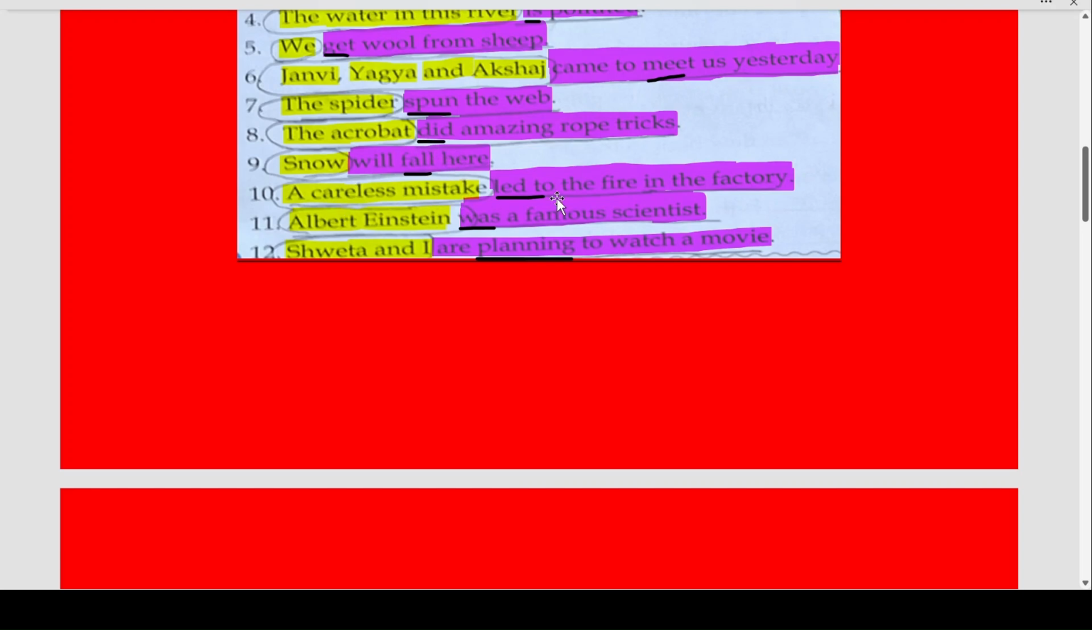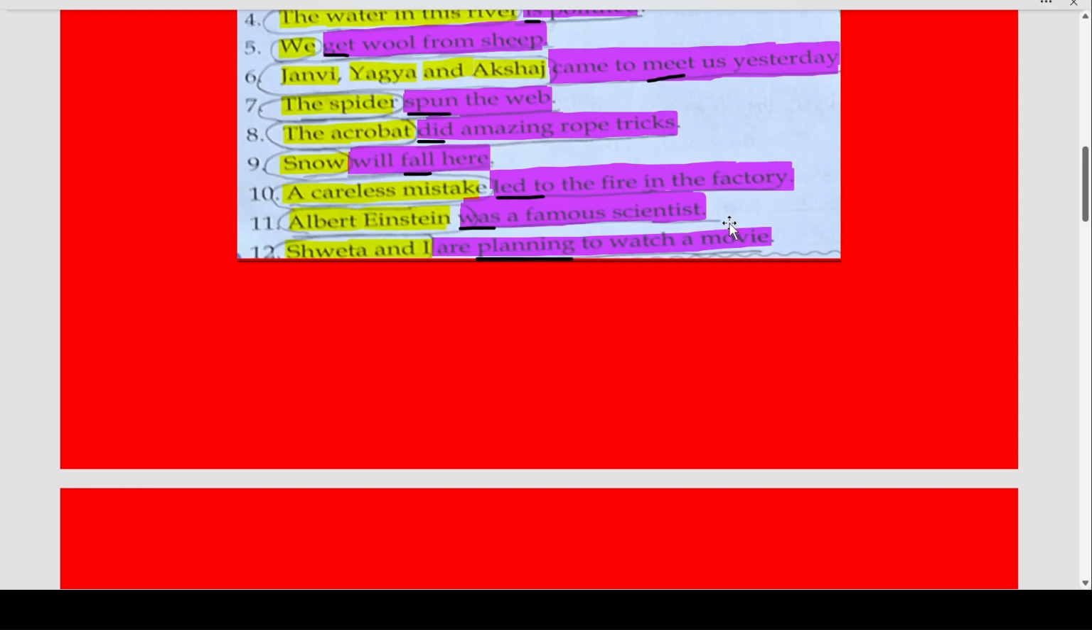A careless mistake led to the fire in the factory. What are we talking about? We are talking about a careless mistake, which is our subject. What happened to that subject? It led to the fire in the factory. So, careless mistake is the subject, and led to the fire in the factory is your predicate, which has the verb led. Albert Einstein was a famous scientist. Whom are we talking about? What is our subject? Albert Einstein was a famous scientist.